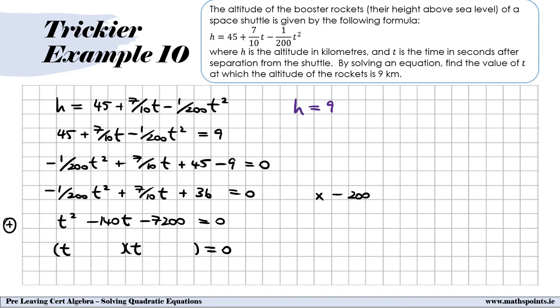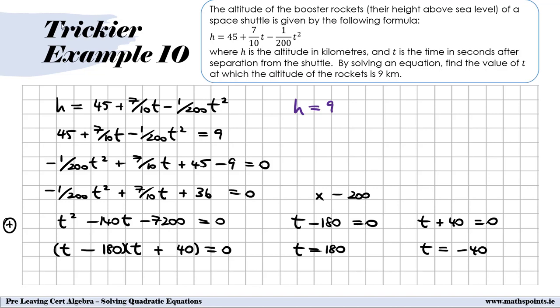I know that 180 times 40 is equal to 7,200, and they can also combine to give minus 140. So if I have minus 180 plus 40, that looks like the correct factorization for this question. I'm going to let each bracket equal 0, so coming up here I get t minus 180 equals 0, in which case t would be equal to 180 seconds, and then t plus 40 equals 0, in which case t is equal to minus 40.